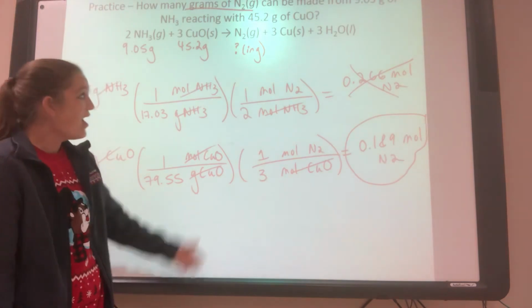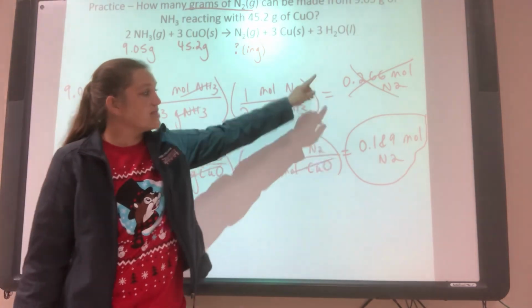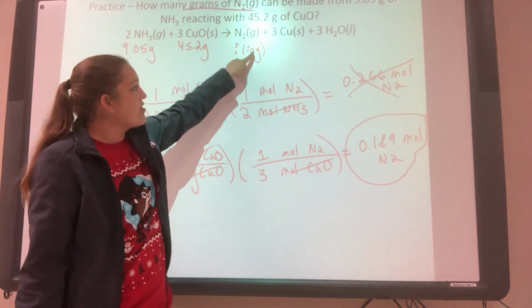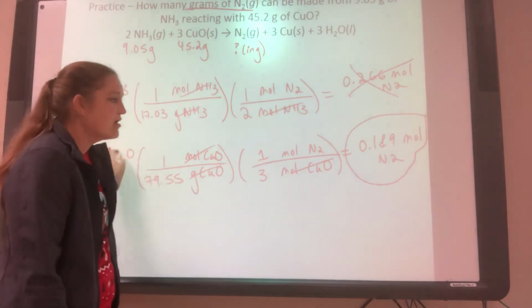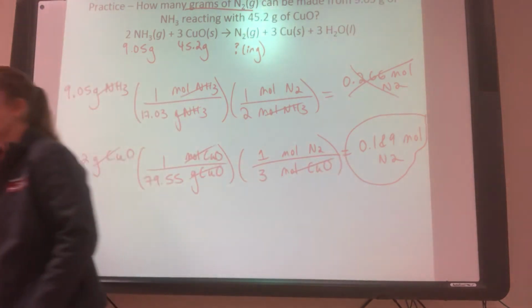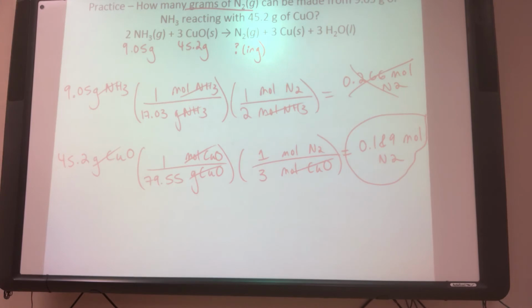So am I done? I know how much N2 I'm going to make because I picked the lower one. But I asked in the problem for grams. So once I've figured out who is my limiting reactant, how much I'm actually going to make, now I have to put him in the correct units. Okay? So I take the limiting reactant, I take his amount, 0.189 moles of N2, and now I want to put it in grams because the problem asks for it in grams. So I want to go from moles of N2 to grams of N2.